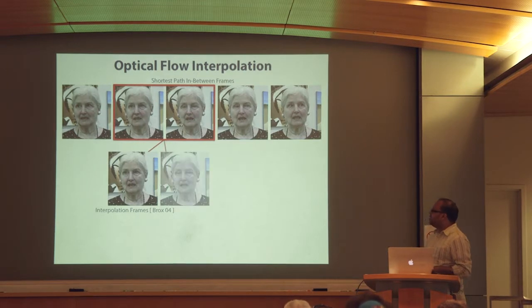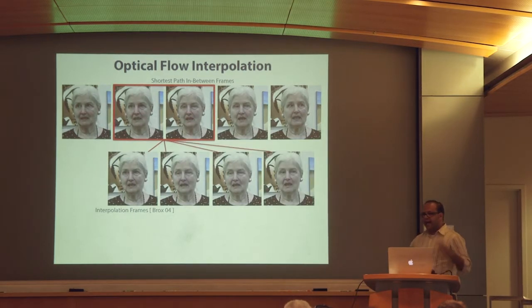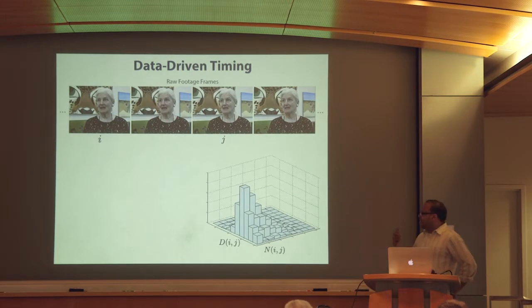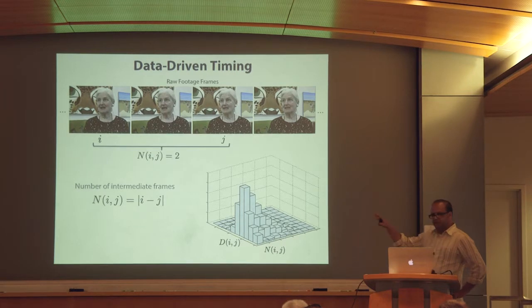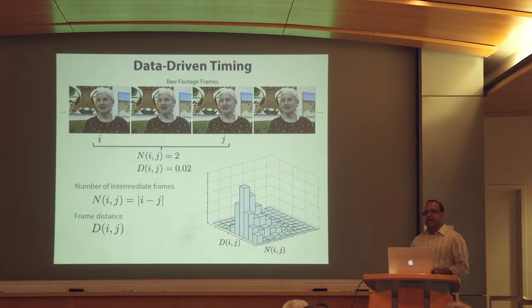Should we add 1 frame, 2 frames, 3 frames, 4 frames? How many should we add so that the motion has the right speed? It looks natural. Well, we're going to take a data-driven approach to figure out the number of in-between frames. The way we do this is we start with our raw footage, and we consider pairs of frames i and j, and we build a histogram that relates n, the number of intermediate frames between i and j, and d, the frame distance between i and j. All right, so we get this two-dimensional histogram.